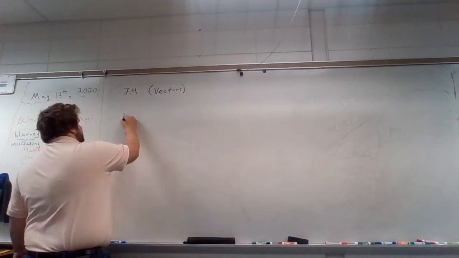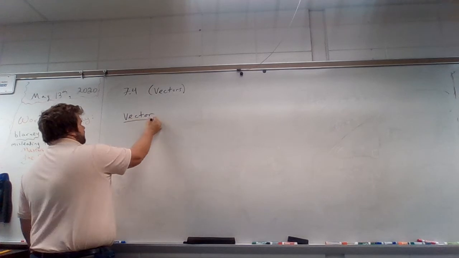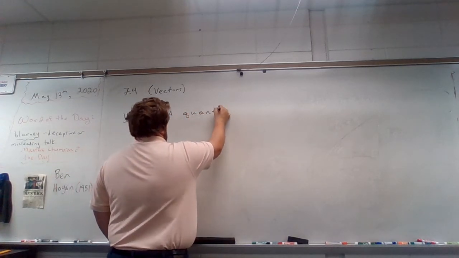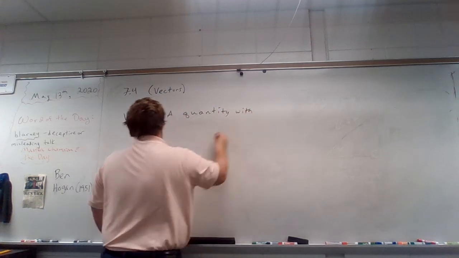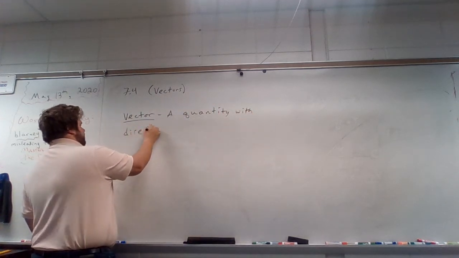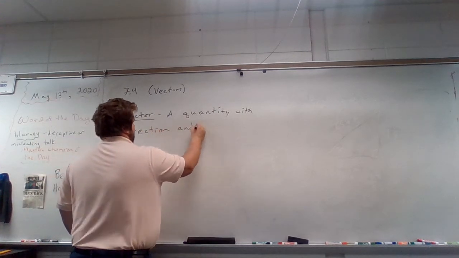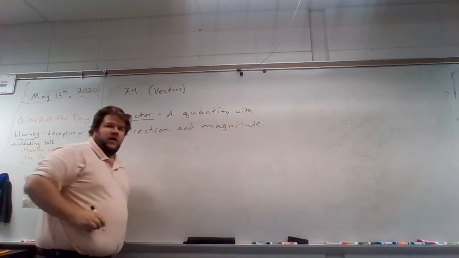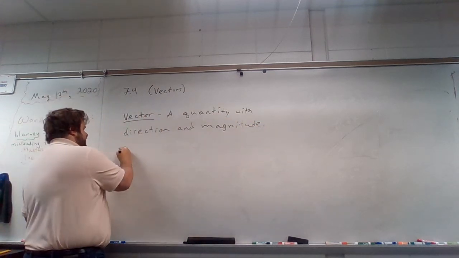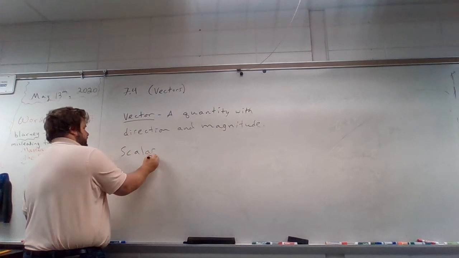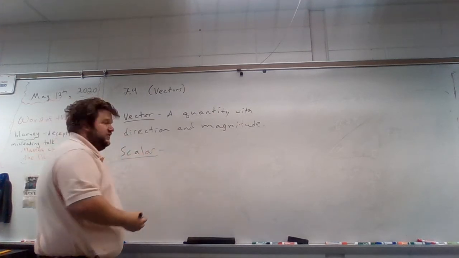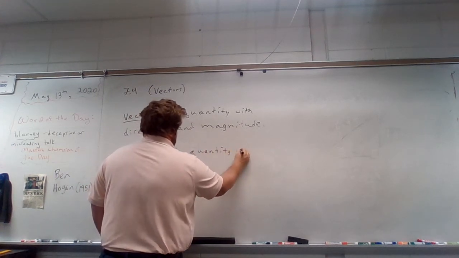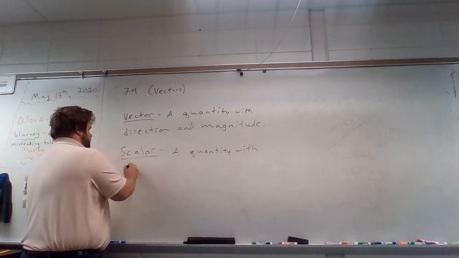And so, definition: a vector would be a quantity with direction and magnitude. Contrast that with something like a scalar quantity. And I could just say that's a quantity with magnitude.